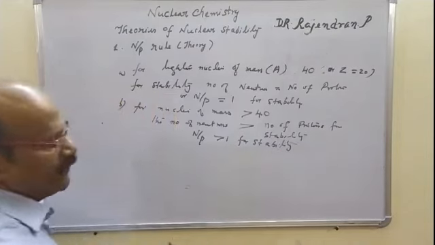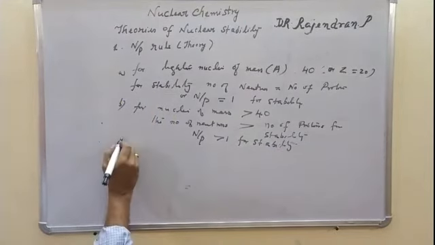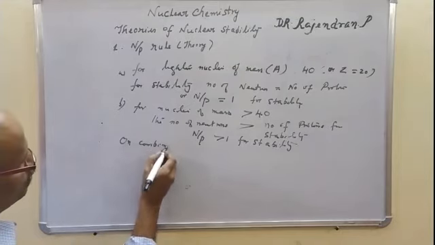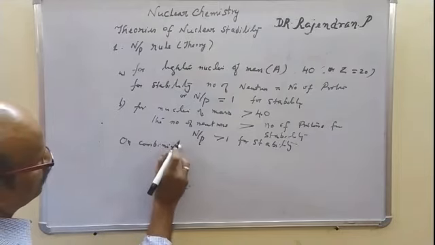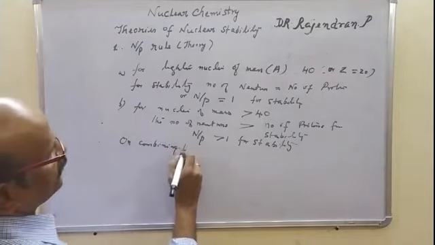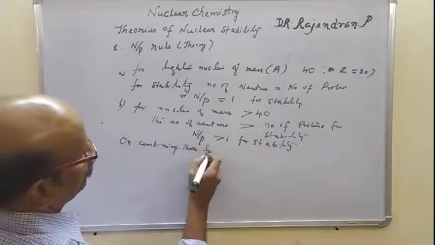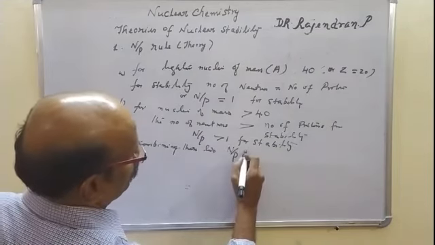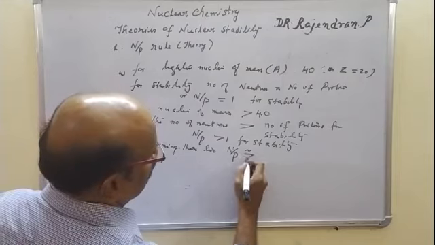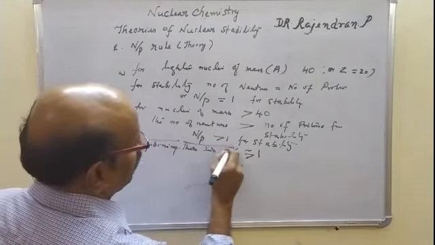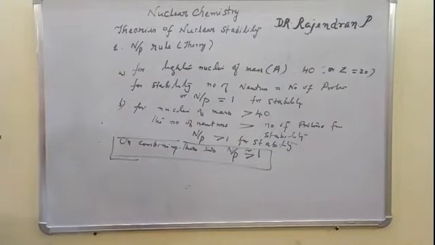So combining these two rules, we can say the N by P ratio should be equal to or greater than 1. This is the N by P rule for stability.